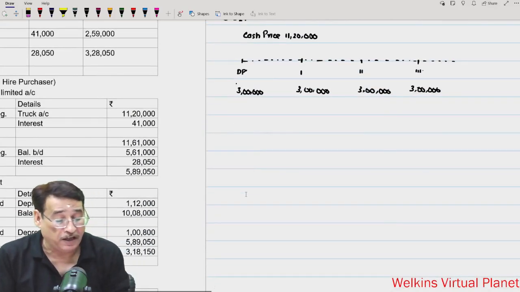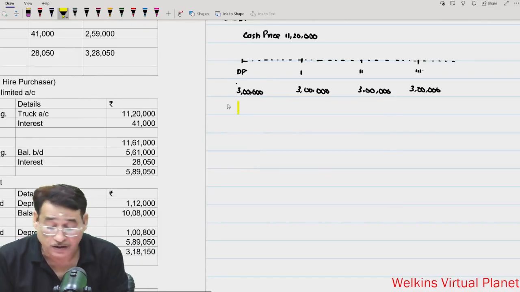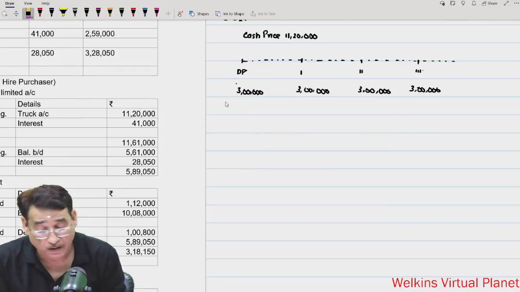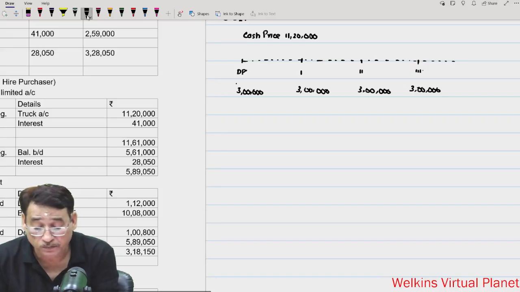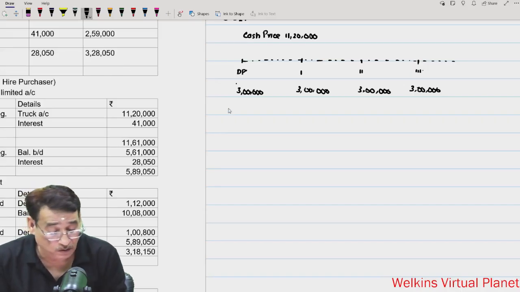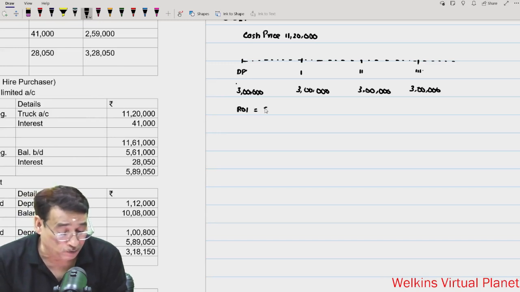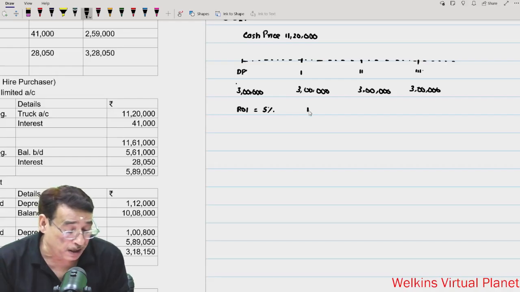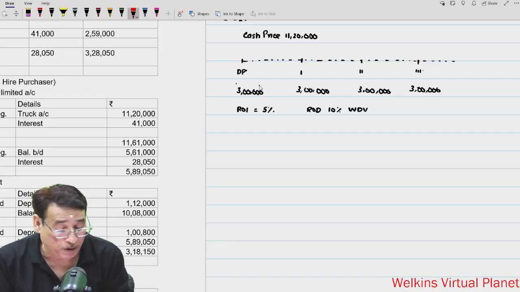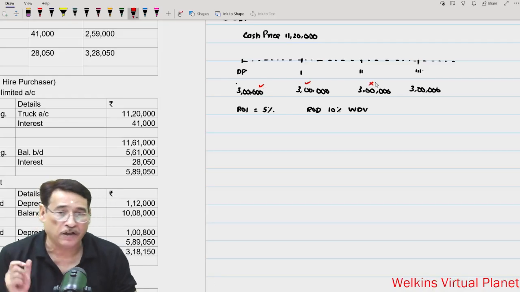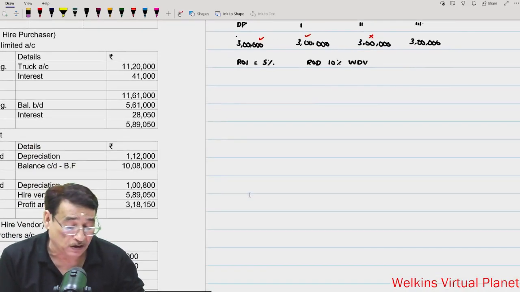So we have seen that in this particular question also, the rate of interest is given to us as 5% and the rate of depreciation is 10% on written down value basis. It was given in the question that the down payment was paid, the first installment was paid, but default is committed at the time of the second installment. Correct? This is the question.